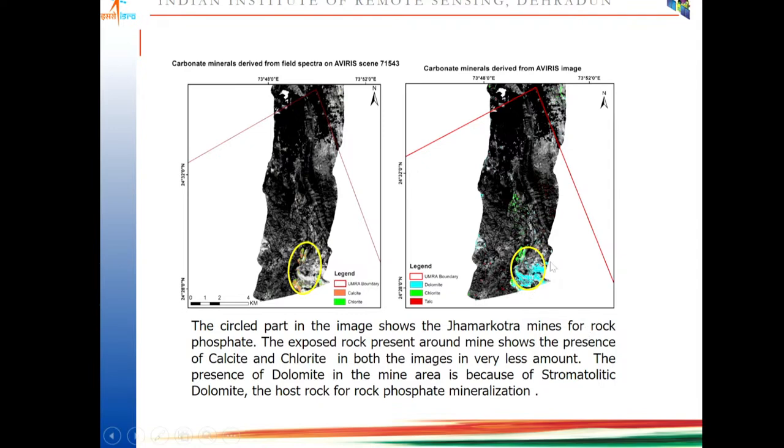You can see over here, because the host rock is the stromatolitic dolomite, and the material exposed around the mine shows the presence of calcite and chlorite. Calcite and chlorite are very closely associated, so they may mix together, and chlorite is present in very small amounts because of the alterations. The presence of dolomite in the mine area is because the stromatolitic dolomite is the host rock for the rock phosphate mineralization in this area. This is also a very famous mine, Jhamarkotra, situated on the outskirts of Udaipur, around 100 kilometers southeast of Udaipur.